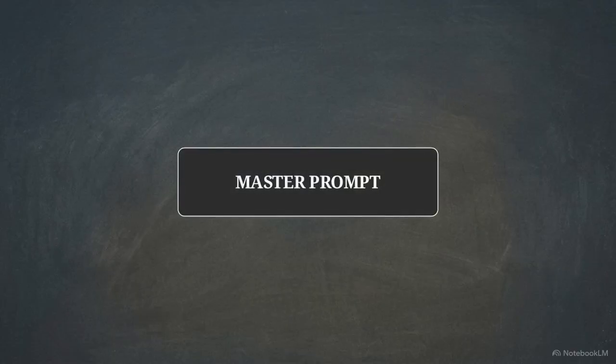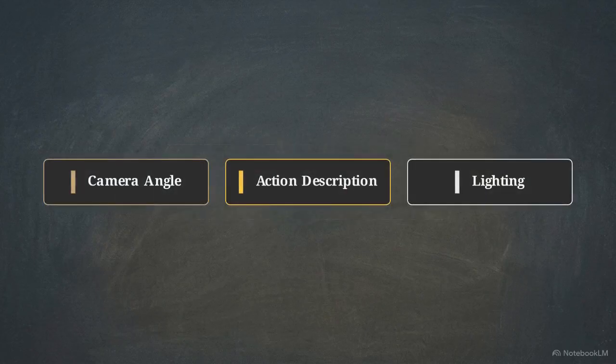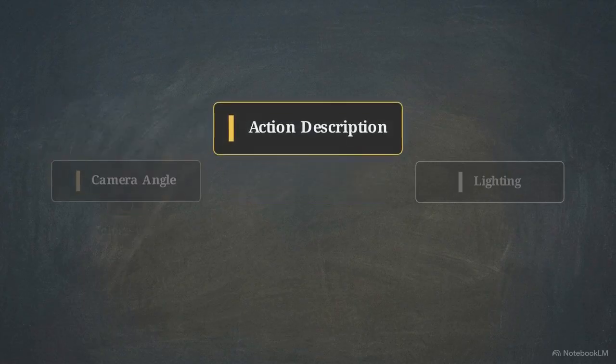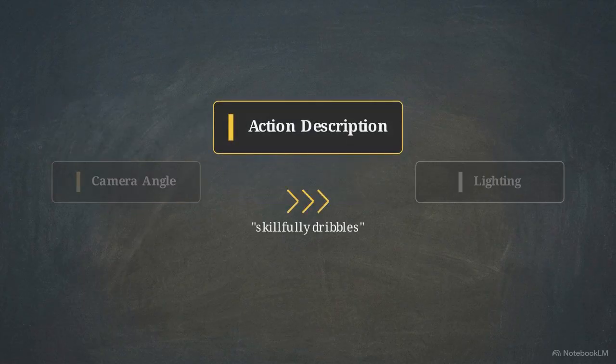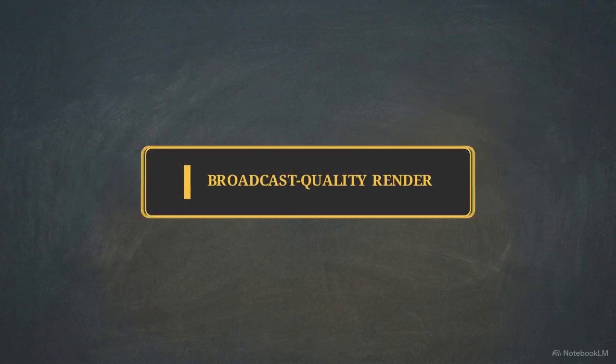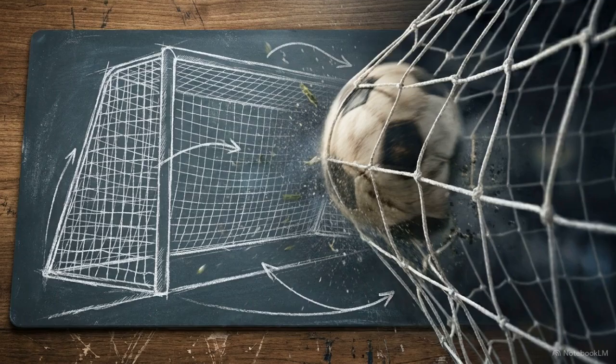Consistent renders require 3 variables: camera angle, action description, and lighting. First, camera angles like close-up establish viewer position. Next, kinetic action descriptions like skillfully dribbles force continuous movement. Finally, lighting identifiers like stadium floodlights prevent a flat video game look. Treating your text input as a literal shot list is the most reliable method for escaping the uncanny valley.